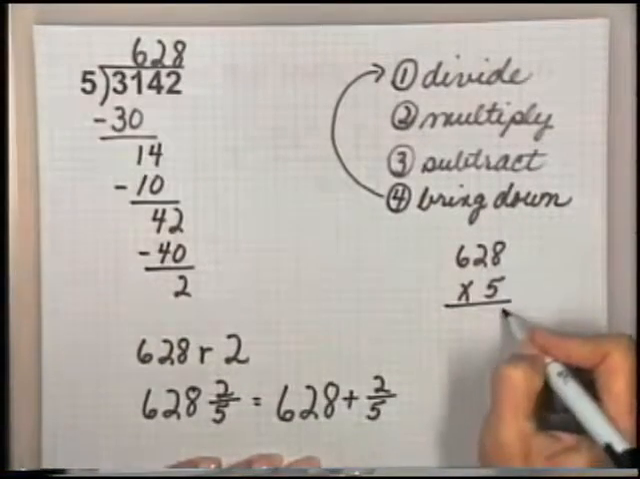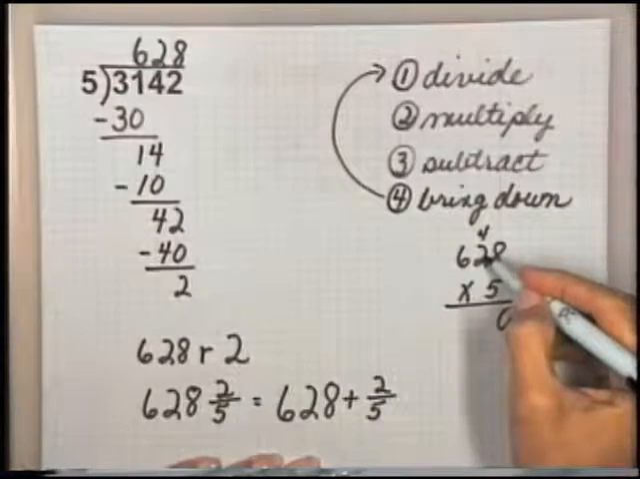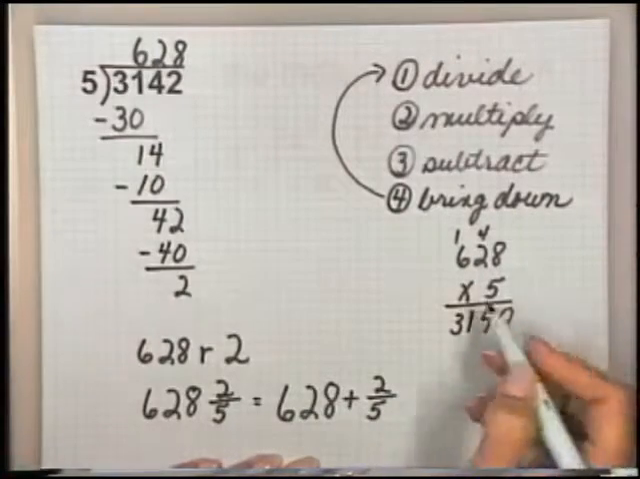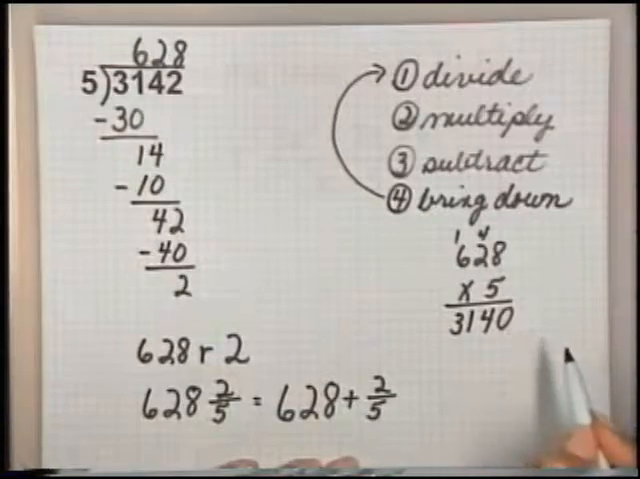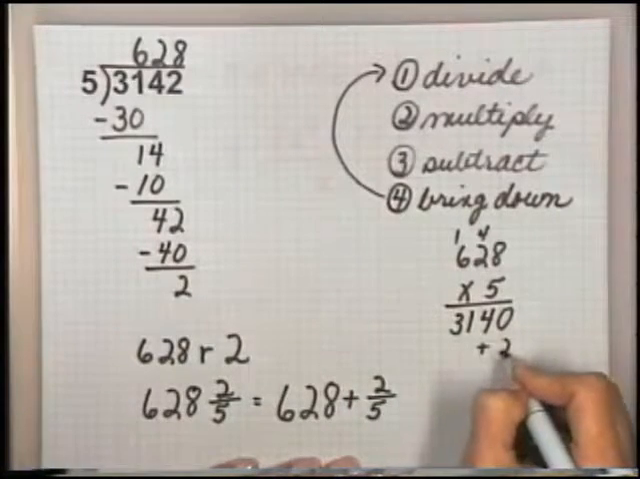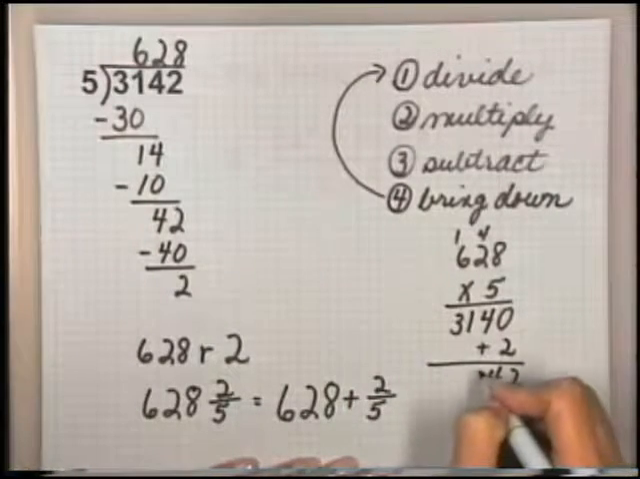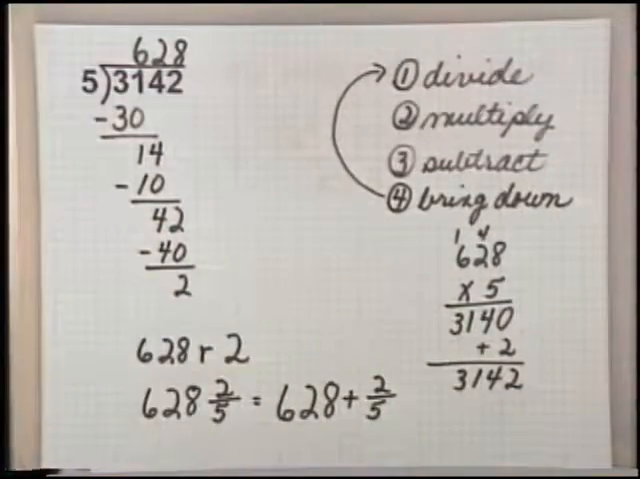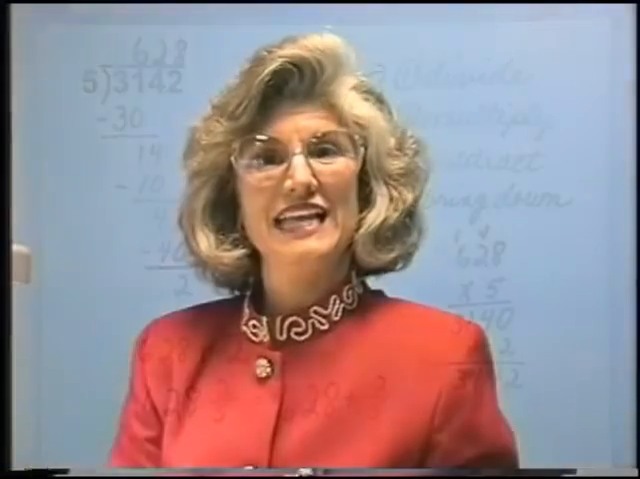Well, let's do that. Let's check. 5 times 8 gives me 40. 5 times 2 is 10, plus 4 is 14. 5 times 6 is 30, plus 1 is 31. That's what I get when I multiply 5 times 628. Now let's add the remainder. I get 3,142, which is the dividend. So this checks, doesn't it? Now I think we're ready to look at our first division problem where we will need to perform long division. Let's look at problem number 3.